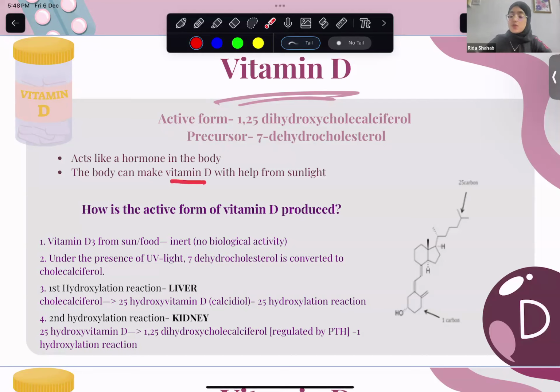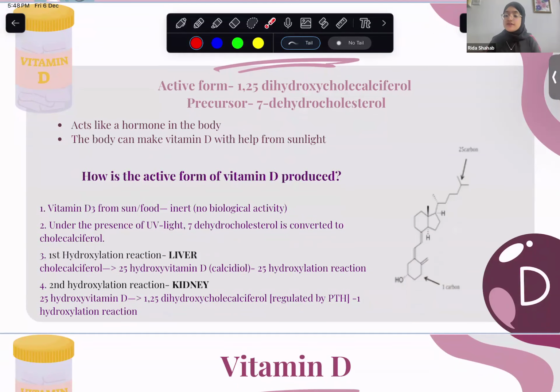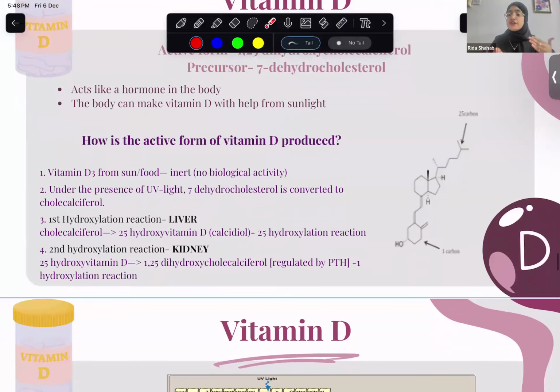The body can make vitamin D with the help of sunlight. So how is the active form of vitamin D produced from the precursor 7-dehydrocholesterol? You take vitamin D3 from food or from sun, and it's inert, so it needs to get activated. Under the presence of UV light, 7-dehydrocholesterol gets converted into cholecalciferol. Then two hydroxylation reactions happen, in the liver and the kidney. The first hydroxylation reaction happens in the liver. The second one happens in the kidney. Very important to remember.